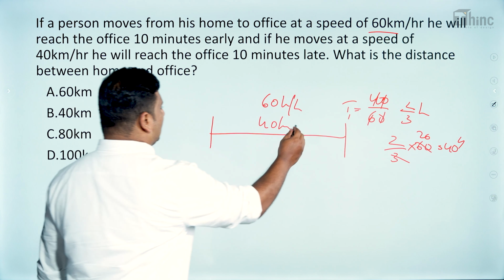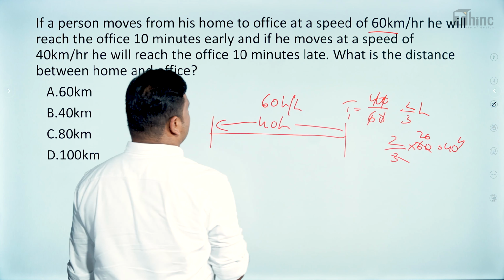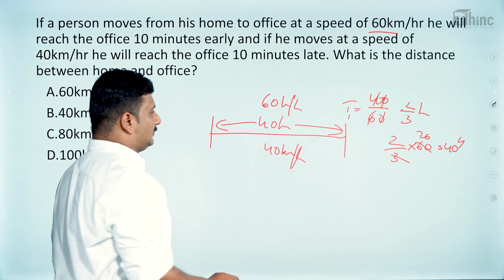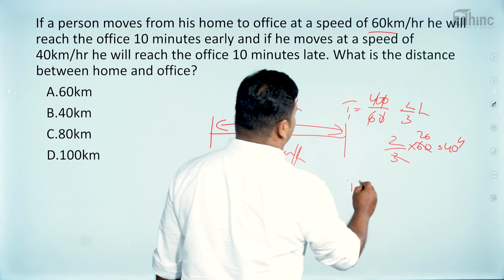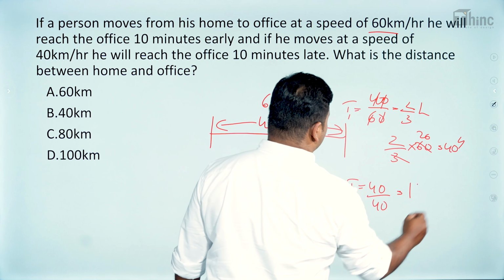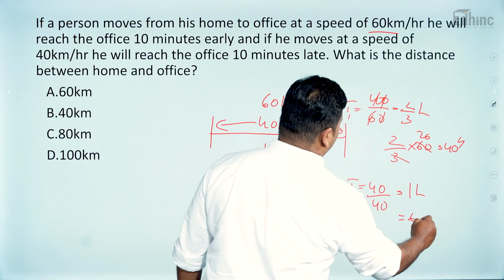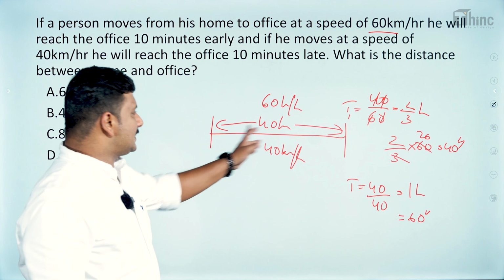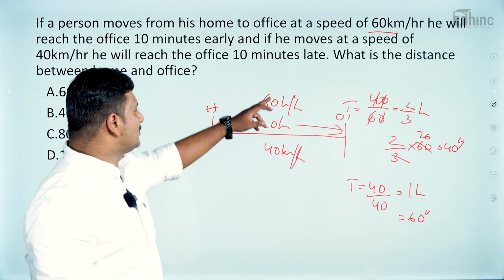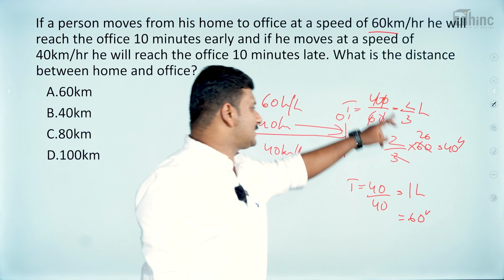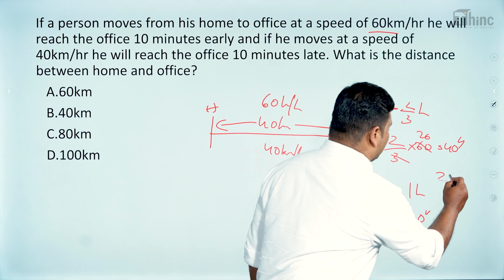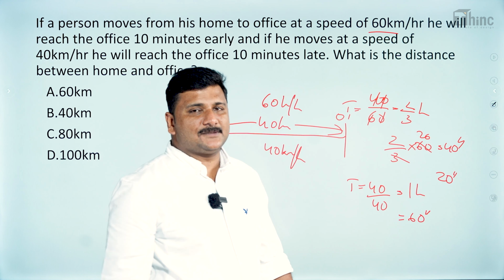Now, if he moves 40 kilometers at a speed of 40 kilometers per hour, what is the time taken? Time taken will be 40 by 40, that is nothing but 1 hour. So 1 hour means exactly 60 minutes, right? So if the distance between home and office is 40 kilometers, and somebody moves at a speed of 60 and 40, the difference in the time taken is 40 minutes and 60 minutes. What is the difference? Exactly 20 minutes, right? So that is what we need.